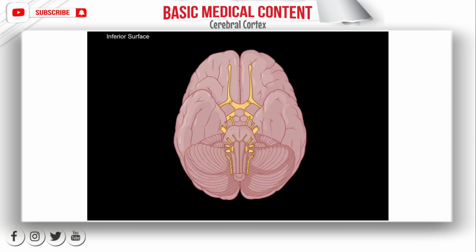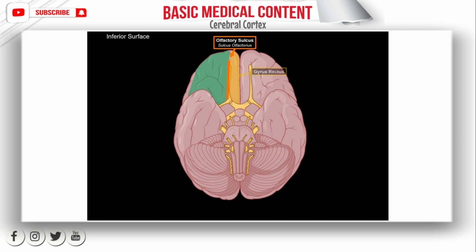Now, if you look at the inferior view of the brain, we will find the olfactory nerve, which is the cranial nerve number 1, and the optic chiasm of the optic tract. The olfactory nerve lies on a sulcus called the olfactory sulcus, and the olfactory sulcus divides the lower surface of the frontal lobe into two parts.